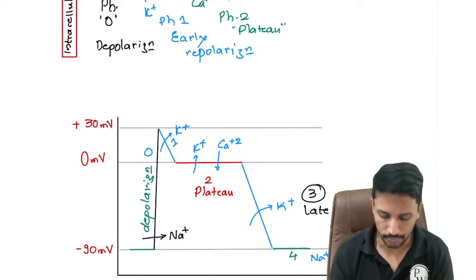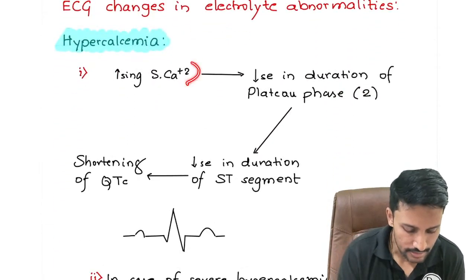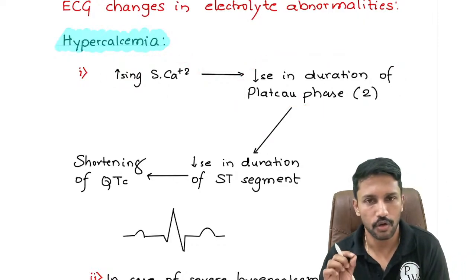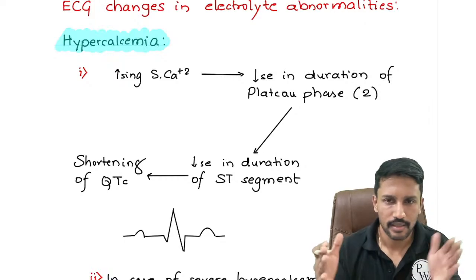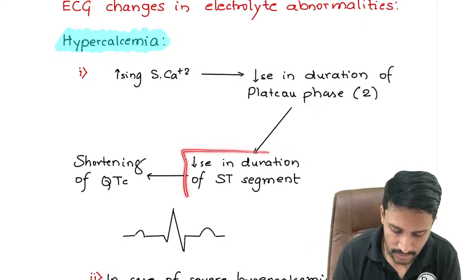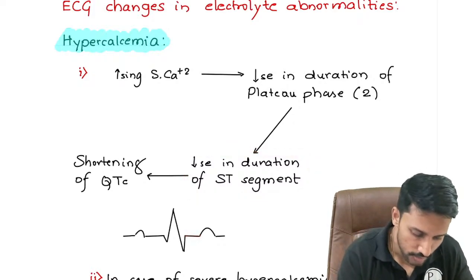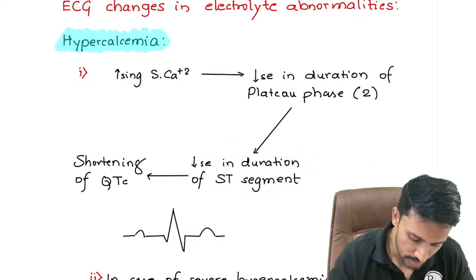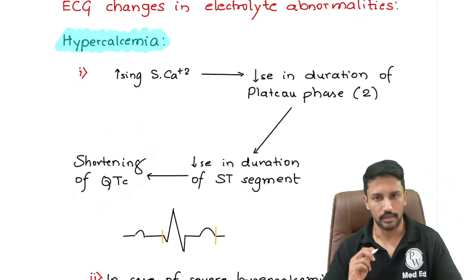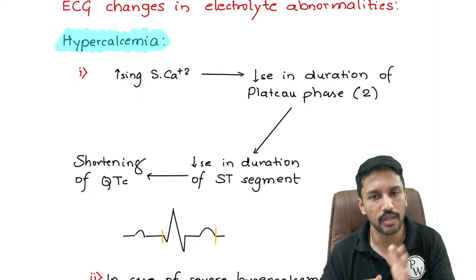So when I have hypercalcemia, what ECG change am I expecting? Increasing serum calcium leads to a decrease in the duration of the plateau phase, or phase 2. And because the plateau phase on the ECG is represented by the ST segment, there is a decrease in the duration of the ST segment. And as we know, the ST segment is part of the QT interval. So the QT interval becomes shortened. So the first ECG finding that we get in hypercalcemia is a short QT interval.